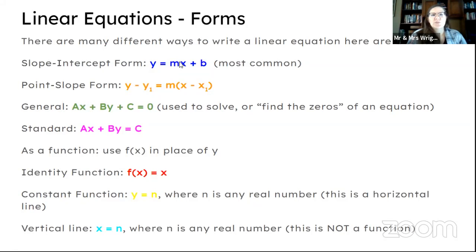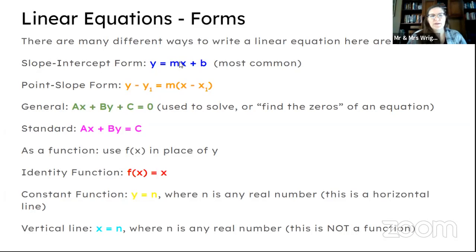Okay, so slope-intercept form is our most common form of a linear equation. We use it to quickly identify the slope and the y value of the y-intercept. We also have the point-slope form. This is the second most common. The general form here is going to be used to find the zeros of the equation. The standard form, again, you're going to be able to write it as a function if you use f(x) instead of y.